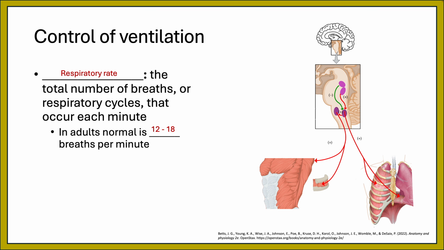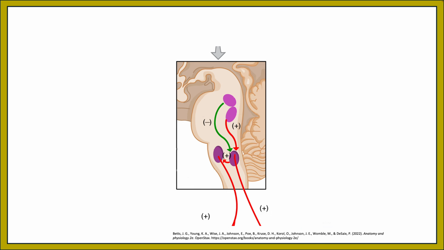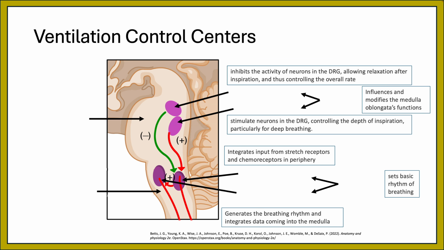So what controls this rate is going to be mainly neural control from the brain. So the major brain centers involved in pulmonary ventilation are going to be the medulla oblongata and the pontine respiratory group.